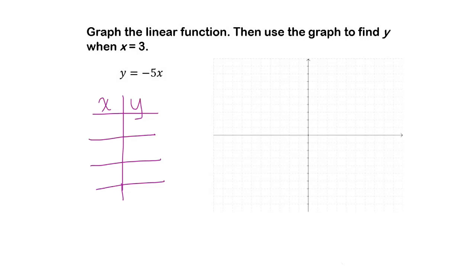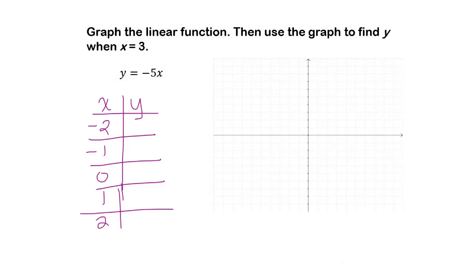And let's choose values, some negative, some positive. So I would put -2, -1, 0, 1, and I should do one more, 2. Okay, so now let's plug in the value for x into the function and evaluate for y.